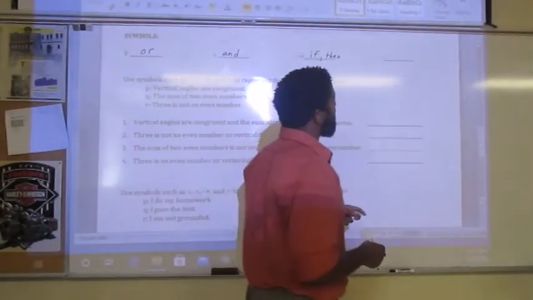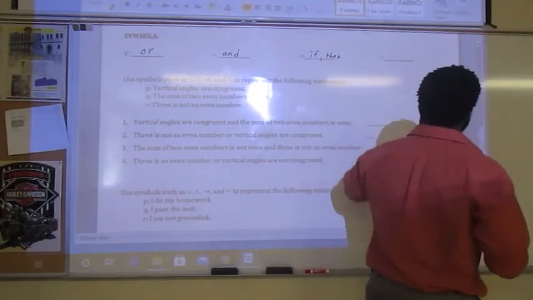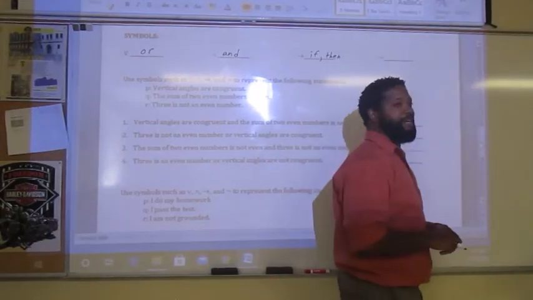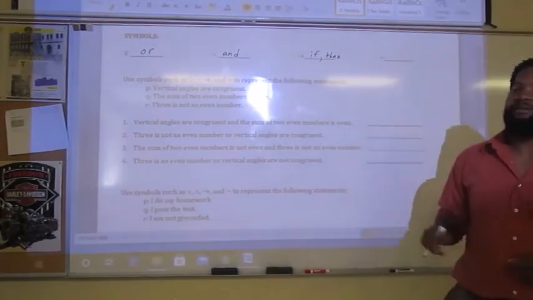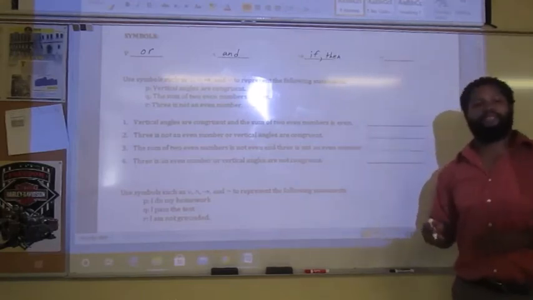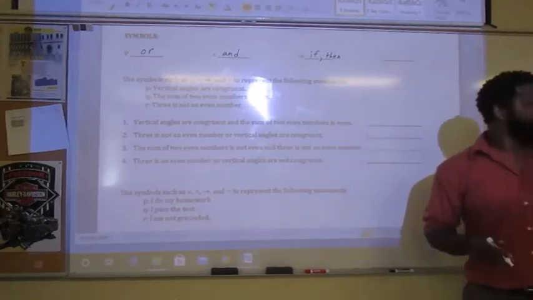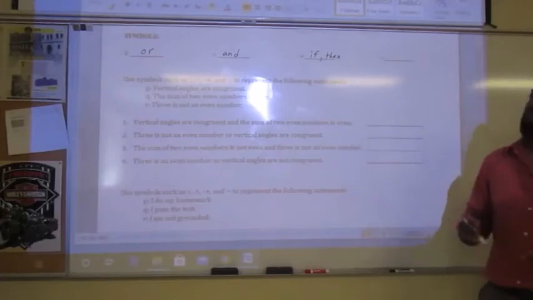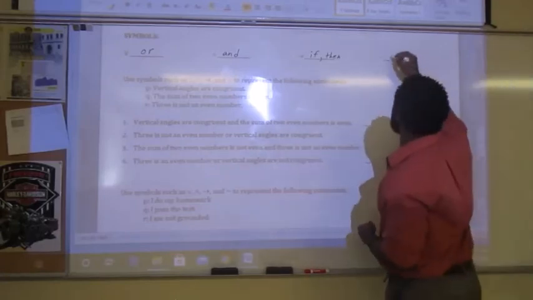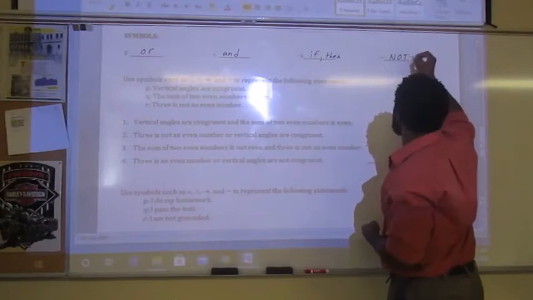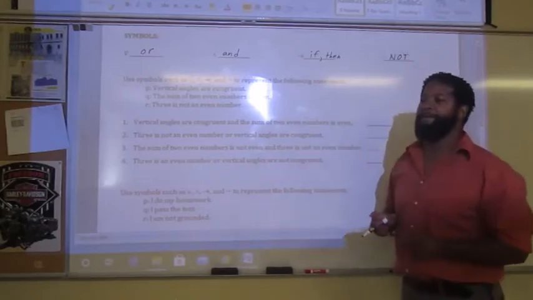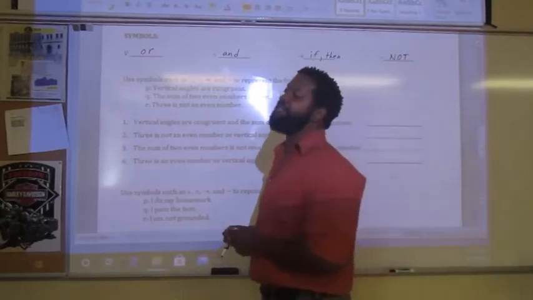And then you have your little squiggly sign right here. Remember I made the squiggly sign over top of the equal sign for congruent? What do you think it is? It's equal to. No. When you have that squiggly sign by itself, it is your not.